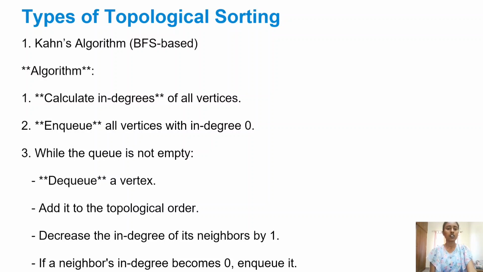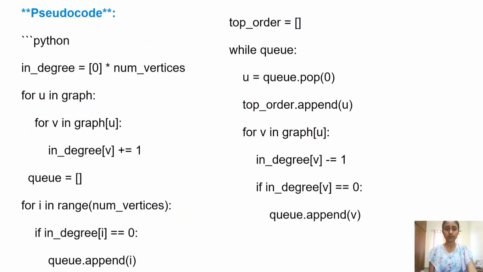For Kahn's algorithm, first calculate in-degrees of all vertices and then enqueue all vertices with 0 in-degree. Third step is while the queue is not empty, dequeue a vertex and add it to the topological order. Then decrease the in-degree of its neighbors by 1. If a neighbor's in-degree becomes 0, then enqueue it. Pseudocode will be represented like this.